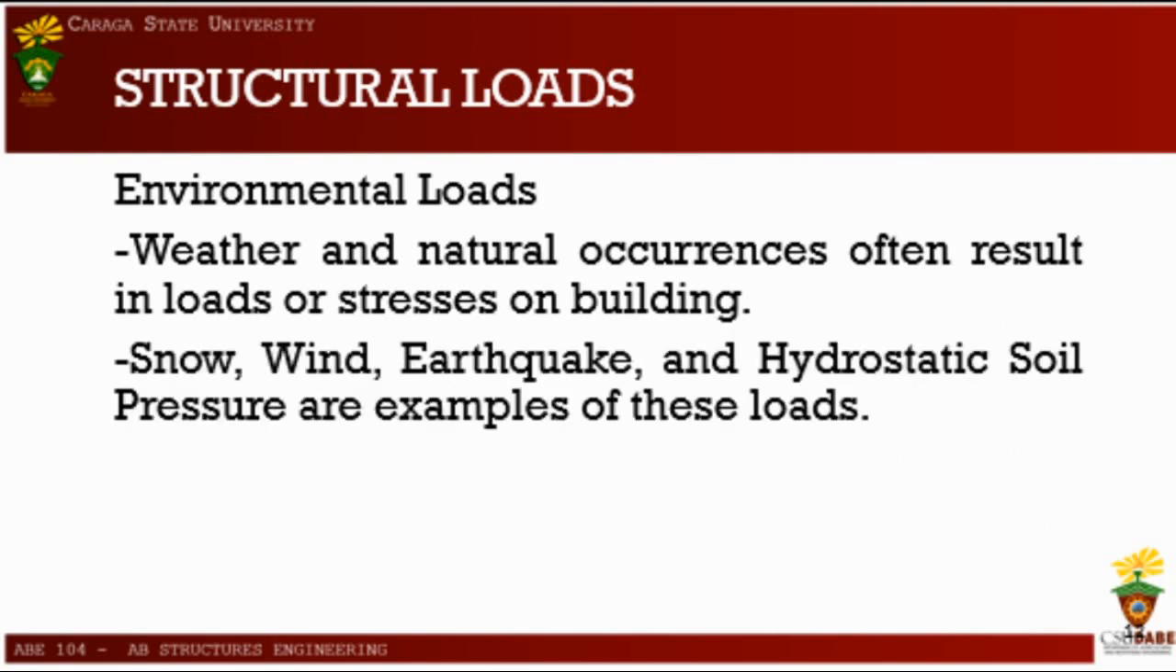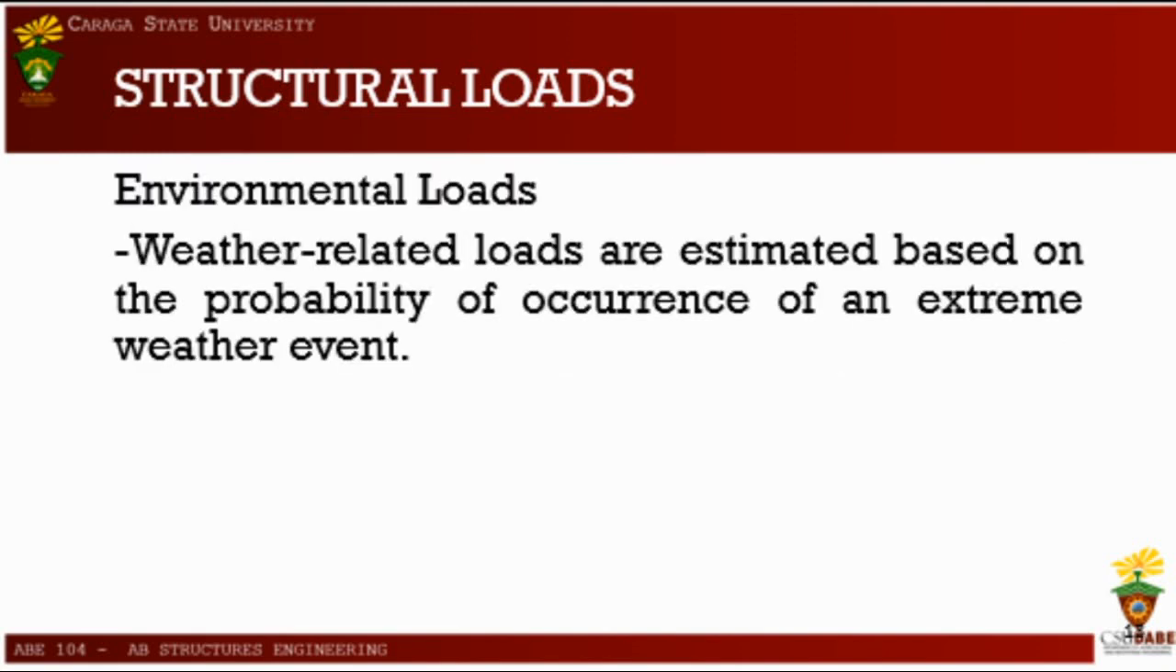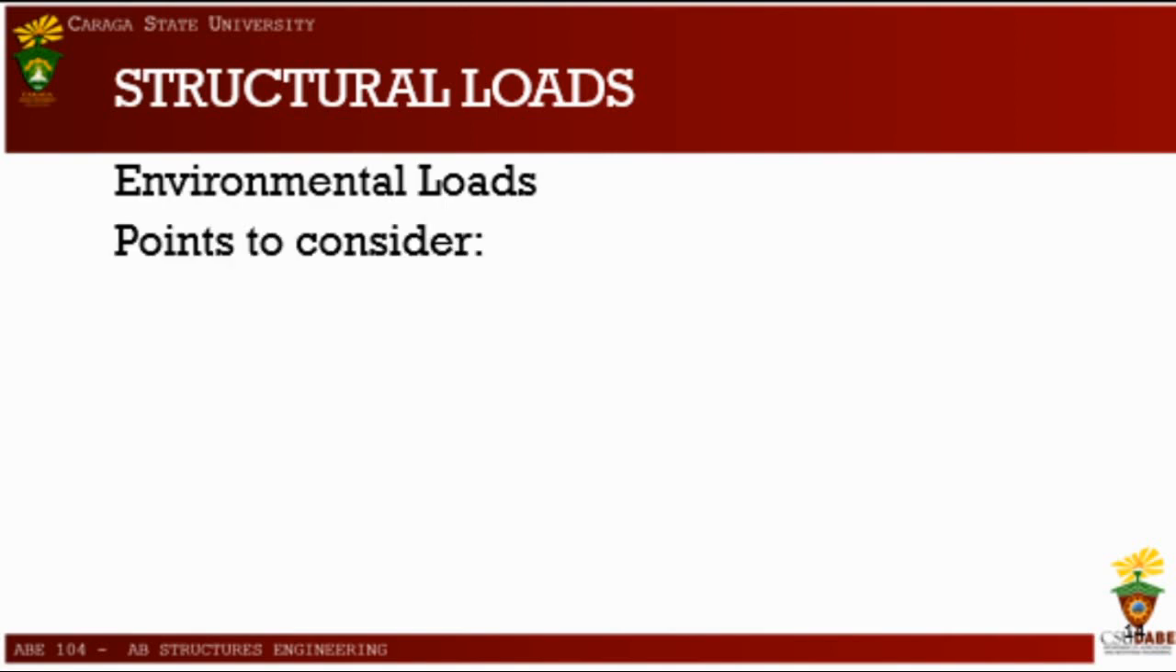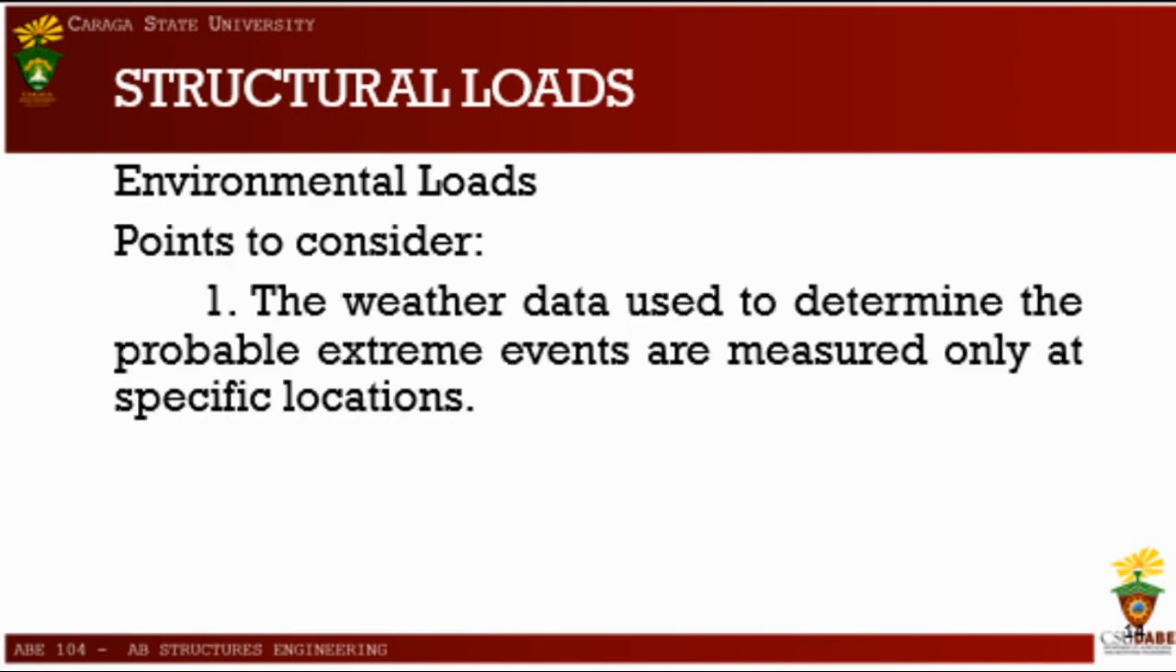Weather or natural occurrence often result in load or stress on the building. Some examples of environmental loads include snow, wind, earthquake, and hydrostatic soil pressure. Environmental loads, weather-related loads, are estimated based on the probability of occurrence of an extreme weather event. Points to consider.